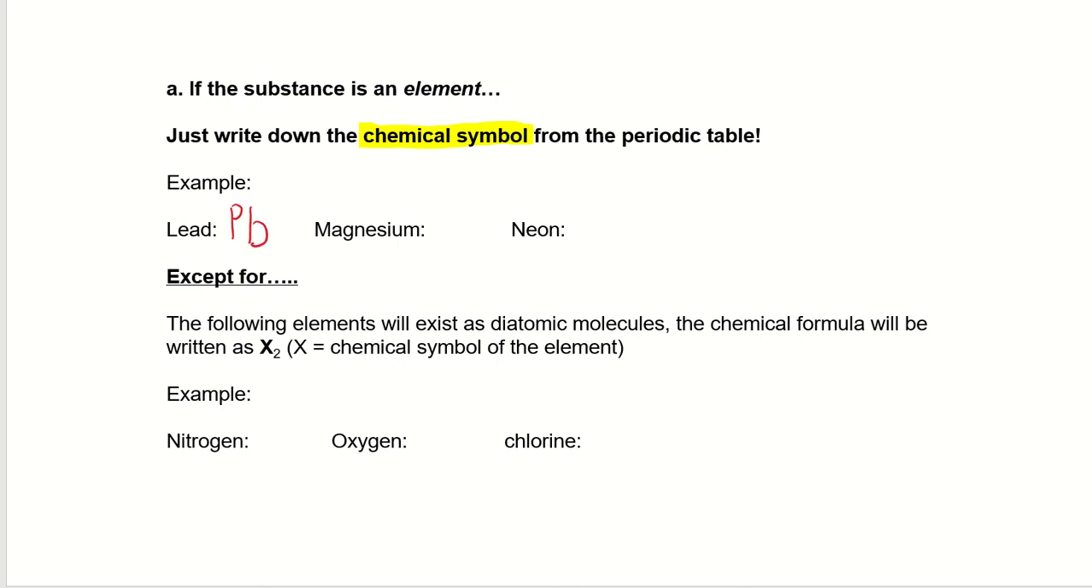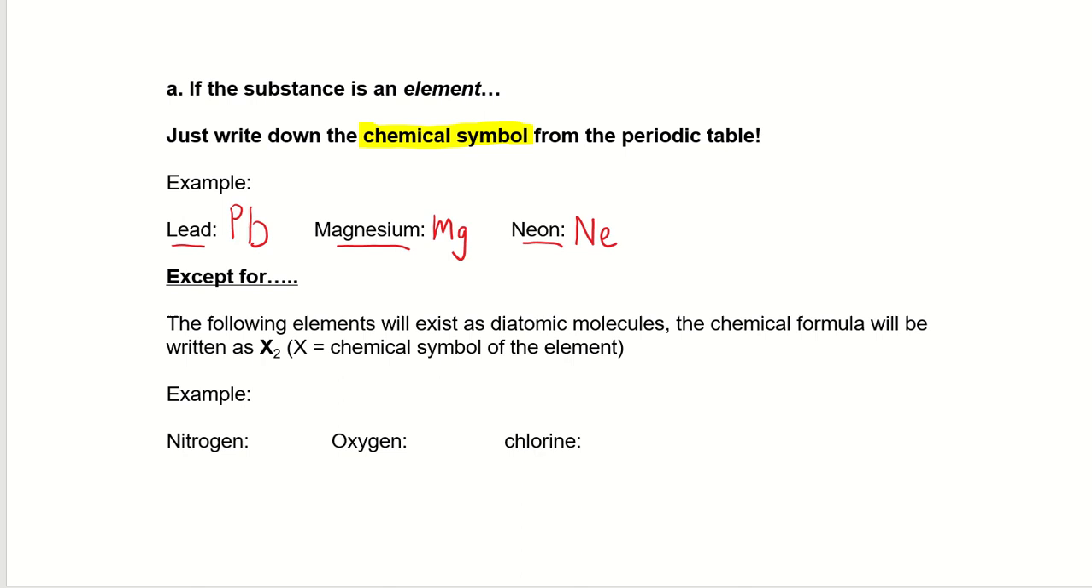And magnesium, another example. For magnesium, go to a periodic table, and you should be able to see that magnesium has a chemical symbol of Mg, so the chemical formula is just Mg. And of course the same for neon, chemical symbol Ne, chemical formula is Ne. Now take note, these 3 are elements: magnesium, neon, and lead. You should be able to find these in the periodic table. However, there are some exceptions.